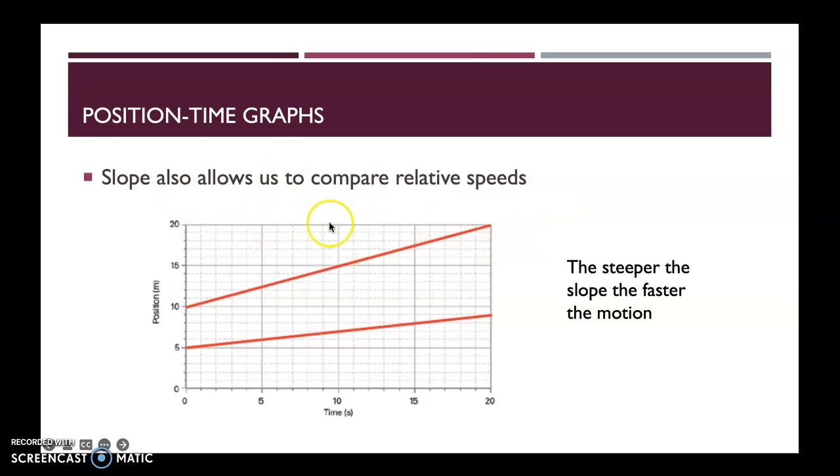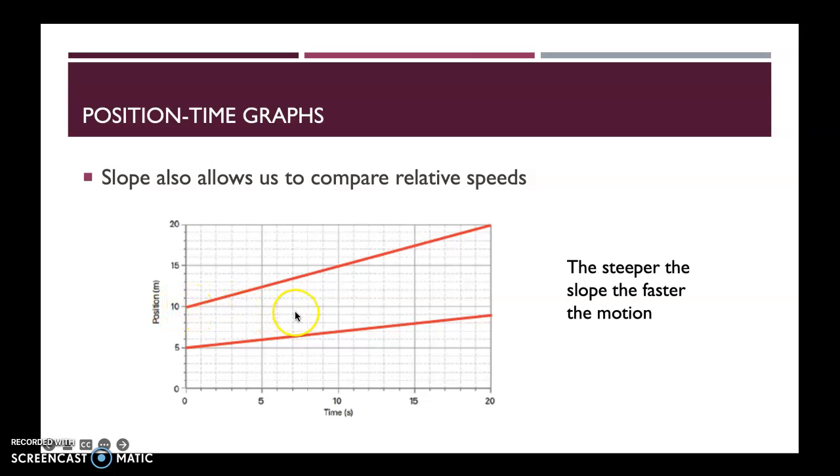Slope can also be used to help us think about relative speed. The steeper the slope, the faster they're moving. Again, if you think about that, it makes much more sense. With this object, they started at 5 and they get up to 9 over the course of 20 seconds. So they have a relatively shallow slope, right? It's close to horizontal, so they moved 4 meters in 20 seconds.